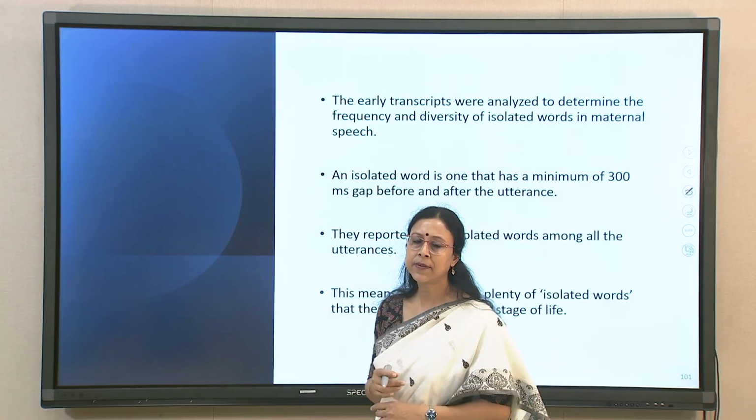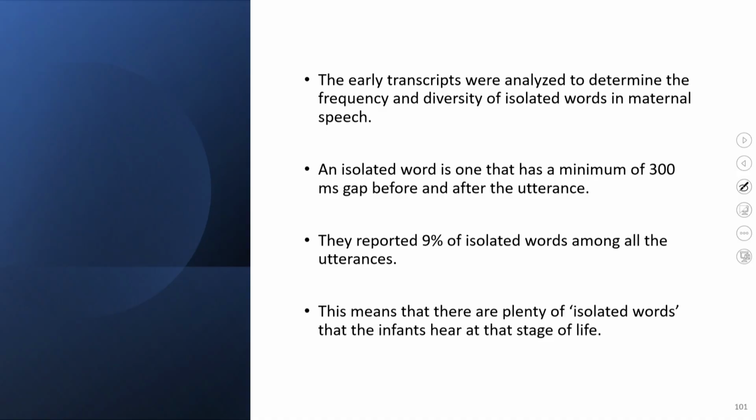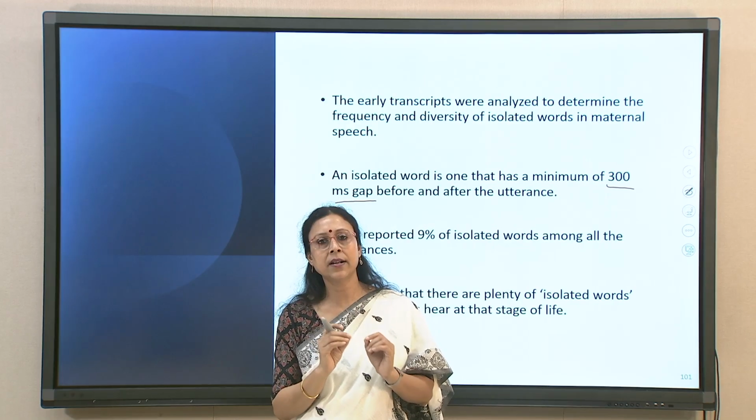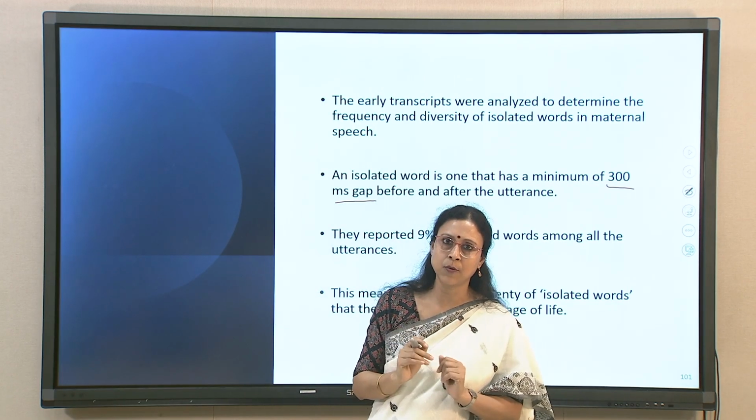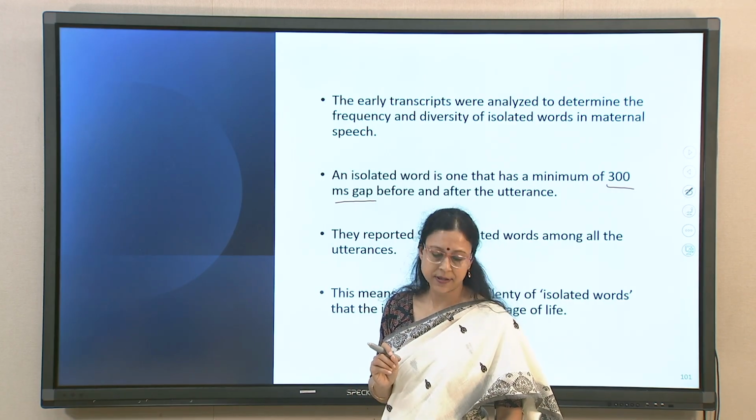The early transcripts were analyzed to determine the frequency and diversity of isolated words in the maternal speech. And how do they define isolated words? Isolated words are those that have a minimum of 300 millisecond gap. This is crucial. There has to be a gap of at least 300 milliseconds before and after the word. Those will be considered isolated words.